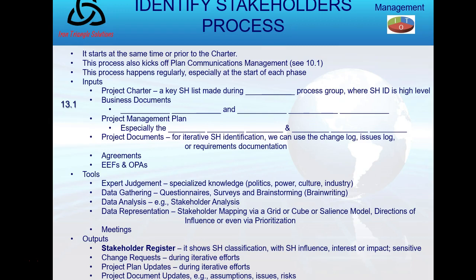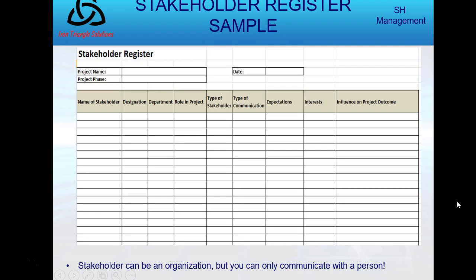But in that I'm going to show the stakeholders' influence, interests, whether they are sensitive, etc. I may even have change requests, because as I've identified stakeholders, those stakeholders are the ones that will identify changes and I'll ask them to do change requests. And as a result, I may have project plan updates, like to the communications management plan, or project document updates. Now this slide shows a sample stakeholder register. It's not locked in stone. You could add many things to it to make it wholly complete for you.